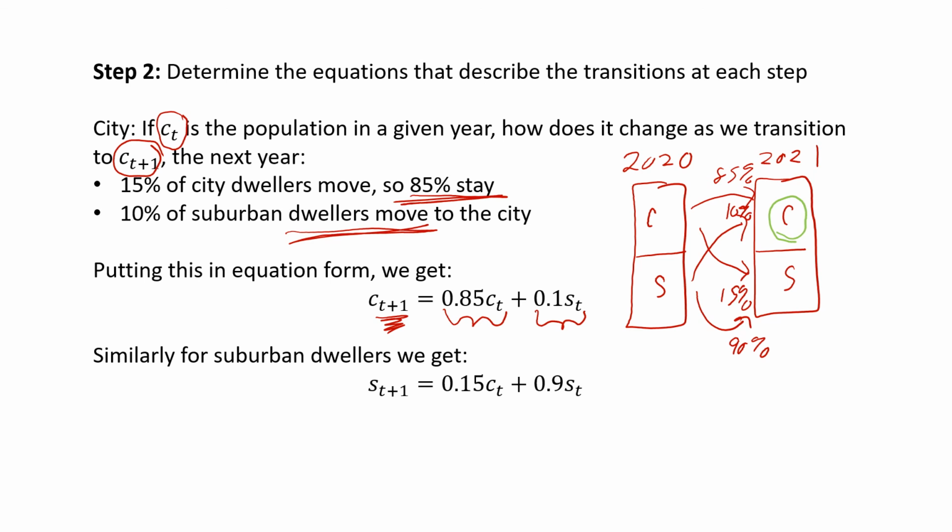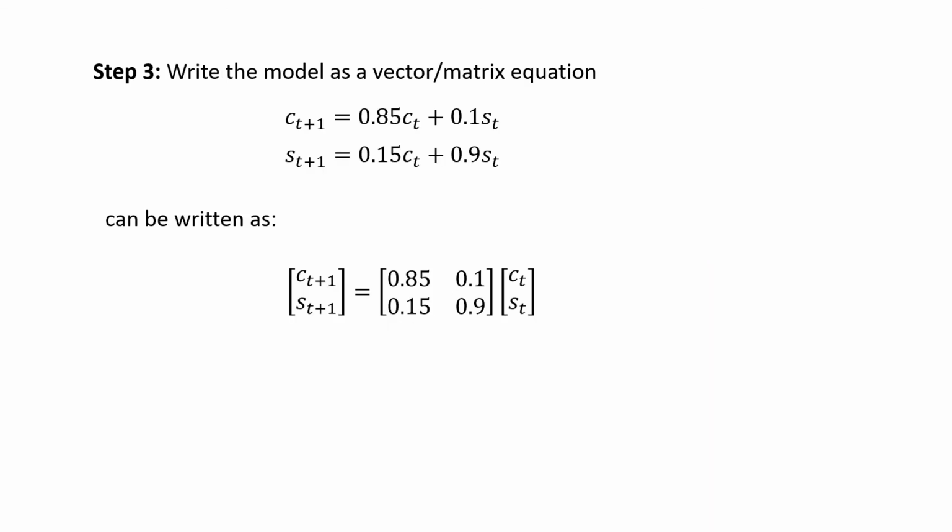Now what about the suburbs in the year 2021? Well, the suburbs in that year, what makes up that? 15% of the people who were in the city core and 90% of the people who were in the suburbs. And that totally describes the population based on the previous year. So now we have two equations. We have how you get the city and the suburbs from the year before.